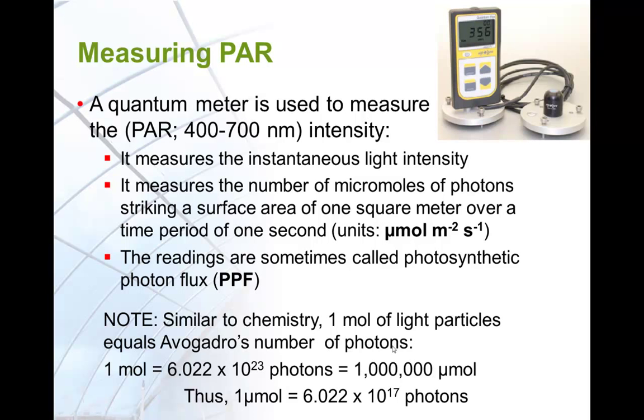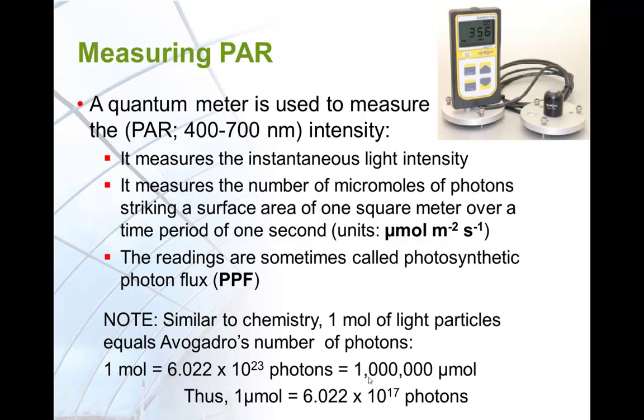So just a little bit about the unit micromole. Mole is the unit to quantify the amount of particles. And 1 mole of light particles equals Avogadro's number of photons. So you can actually find the number of photons by knowing how many moles. So 1 mole equals 6.022 times 10 to the power of 23 photons, so many photons.